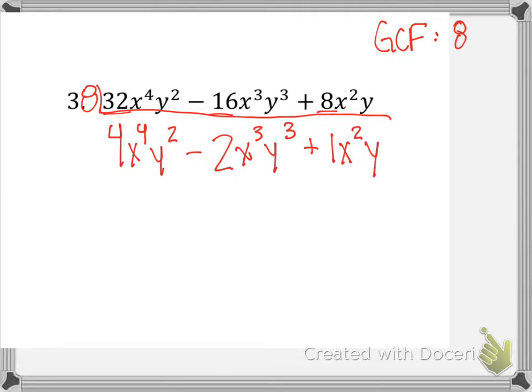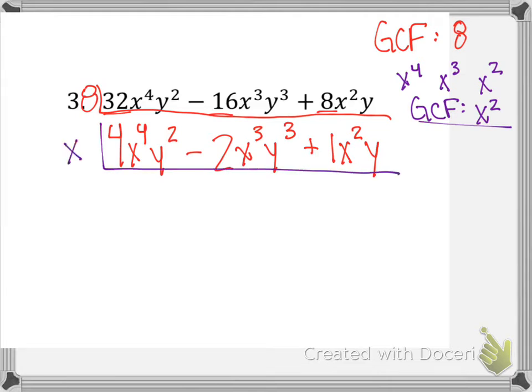But now we have an x and a y. So let's look at just our x's. x to the fourth, x to the third, and x to the second. Out of those, my greatest common factor is going to be x to the second. So I'm going to divide all of these by x to the second. I'm only dealing with the x's. So my 4 is going to stay exactly the same. However, now instead of x to the fourth, I'm taking x to the fourth divided by x to the second, subtracting 2, and I get x to the second.